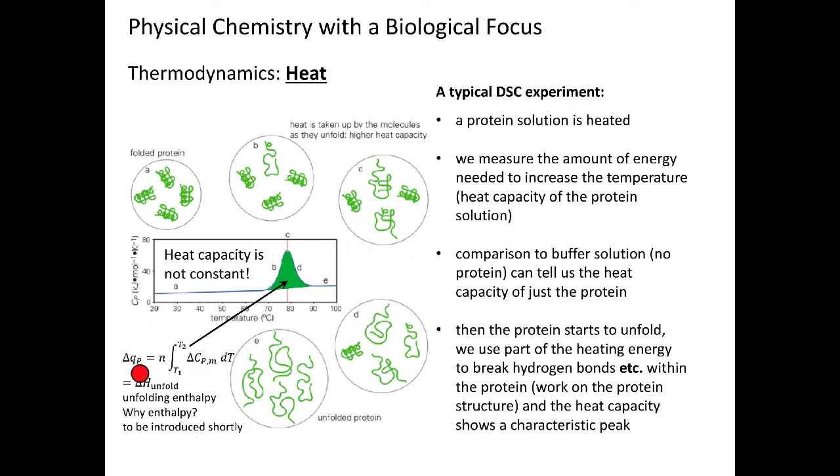We do that at constant pressure. We will learn later that we call that the unfolding enthalpy. Not going to tell you right now why we call it enthalpy. That will be introduced later. But essentially this area under this peak tells us something about the heat required to break the protein structure. This is called the unfolding enthalpy. This is a very important experiment, and I will come back to this a couple of times in this course.